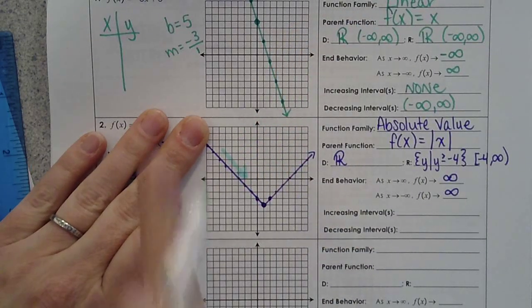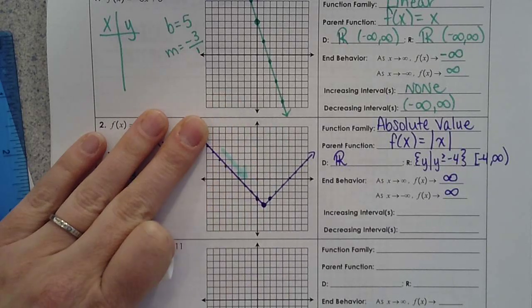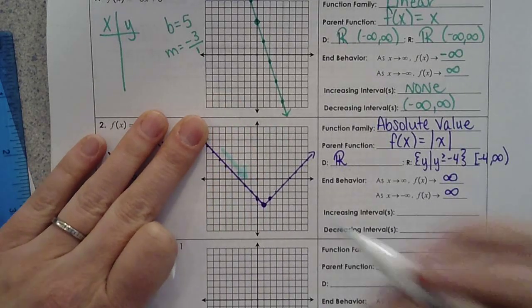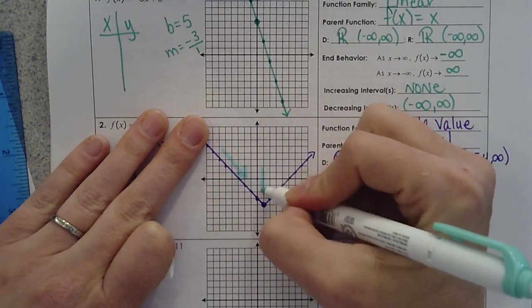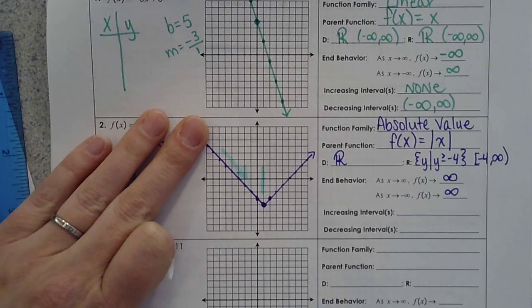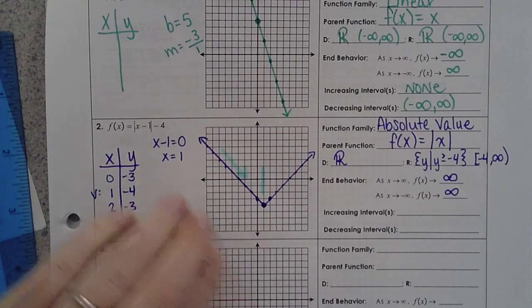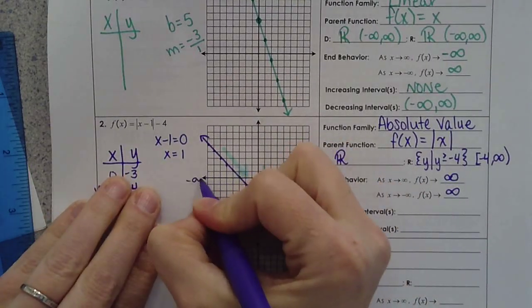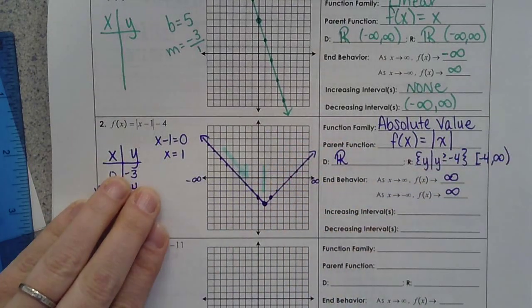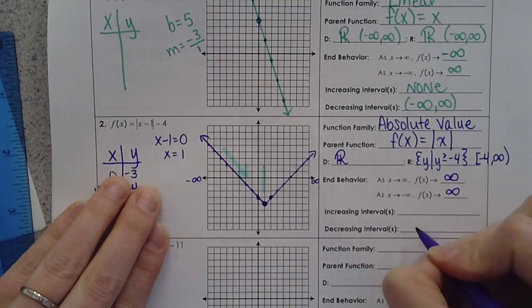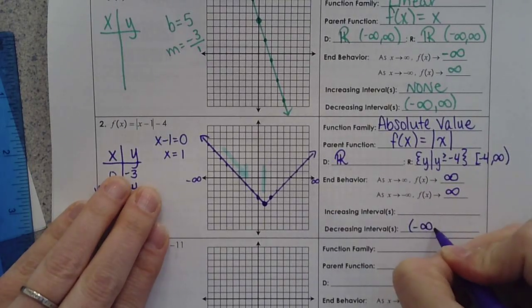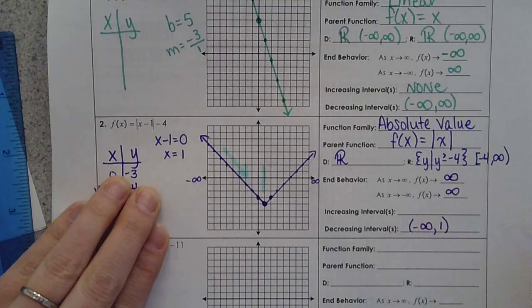Its y values are getting smaller as I go across, so that's my decrease. And my decrease changes right here at the vertex. So using interval notation with x values, my decreasing interval is from negative infinity to positive 1.